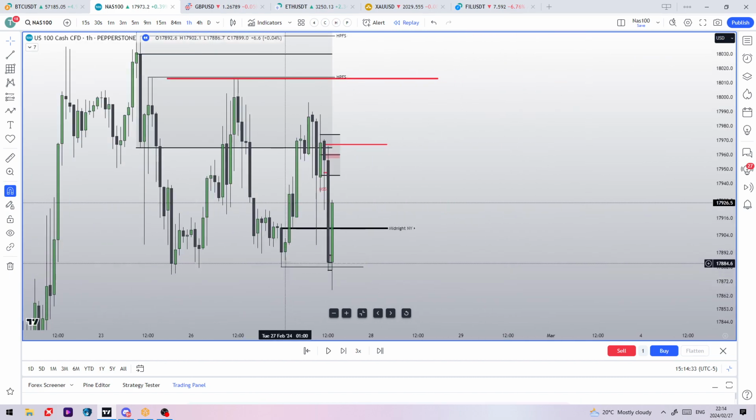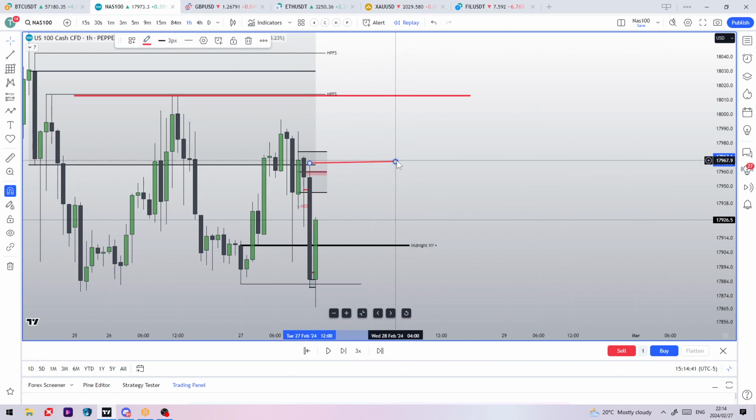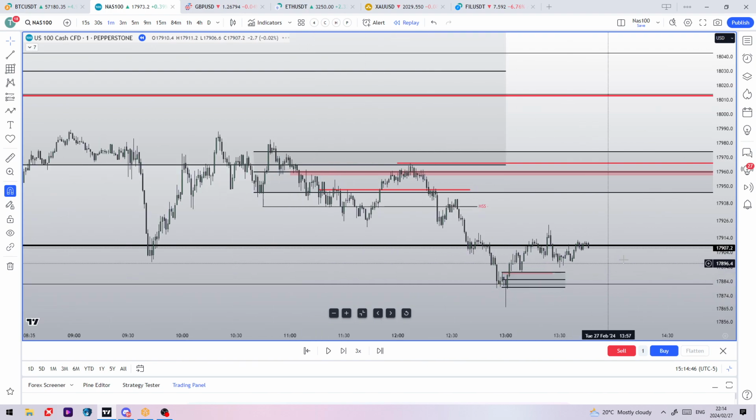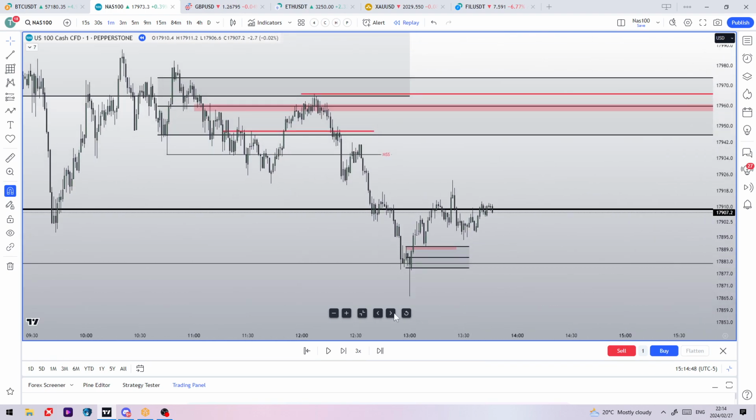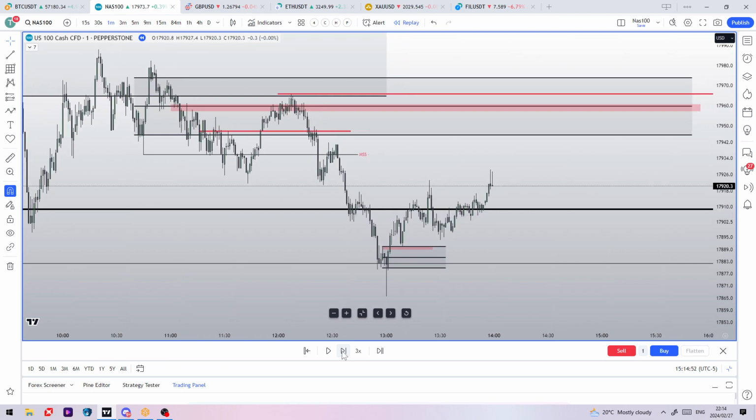H1, wick fractal. We don't close below this low right here. We wick below it right here. The draw will automatically become that 12 a.m. candle high, right? Whether you took an M1 entry, whatever it is, this is where we stand right now.